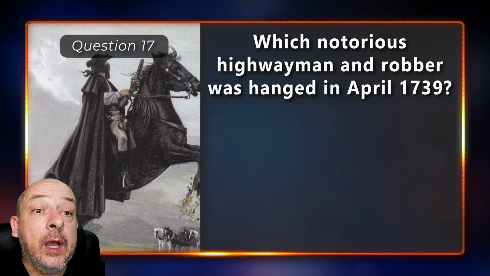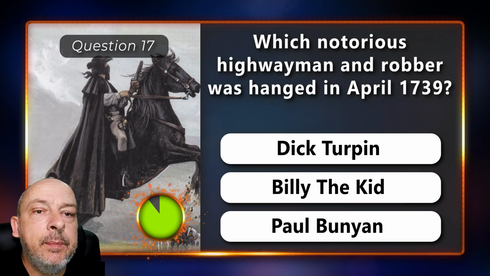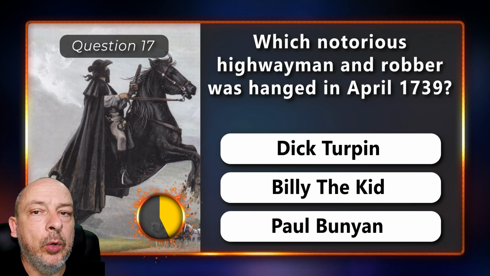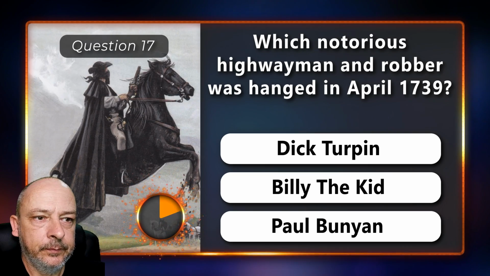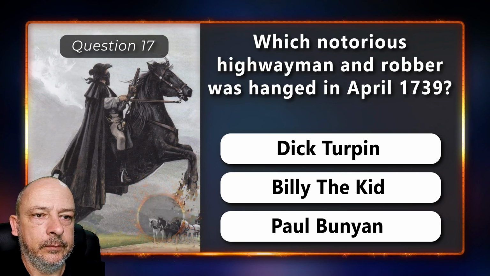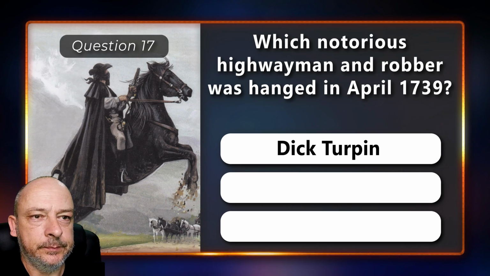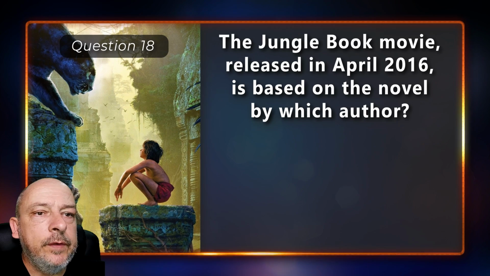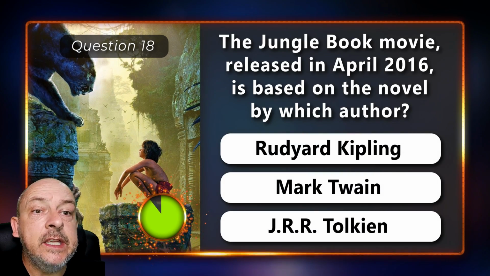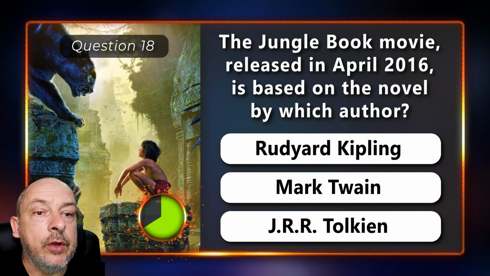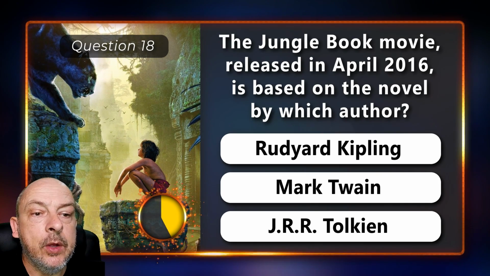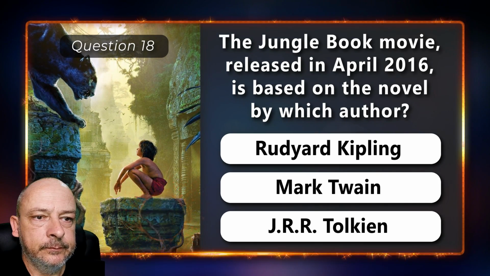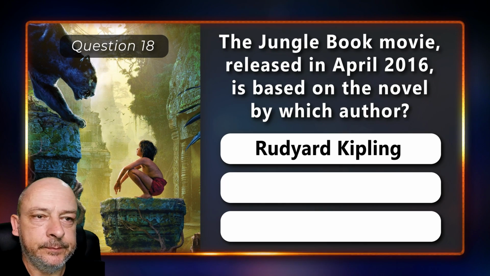Which notorious highwayman and robber was hanged in April 1739? Dick Turpin, Billy the Kid, or Paul Bunyan? Dick Turpin. The Jungle Book movie, released in April 2016, is based on the novel by which author? Rudyard Kipling, Mark Twain, or J.R.R. Tolkien? Rudyard Kipling.